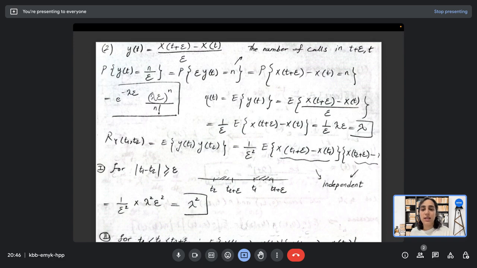We know that this is the probability distribution function. Let's go to the mean. To calculate the mean, we will write the expectation of y of t, and we will substitute y of t with the formula which we have, and then the 1 divided by epsilon comes out of the expectation.